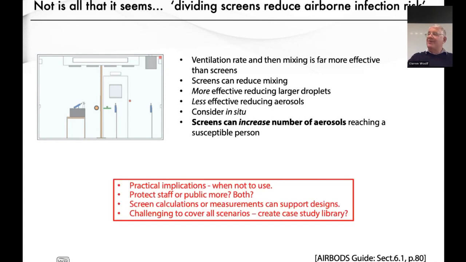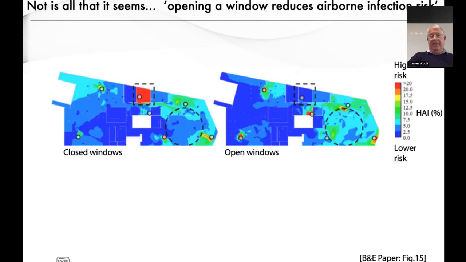So what are the practical implications? I think it would be good to get guidance out there on when not to use screens, not only when you should use screens. What are the geometries and ventilation systems which provide that guidance? Are you trying to protect the staff, the public, both? You can do some calculations and measurements to support the designs, but it is challenging to cover all the different scenarios. So perhaps there should be a case study library that you can feed off.